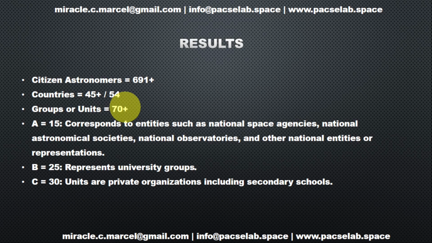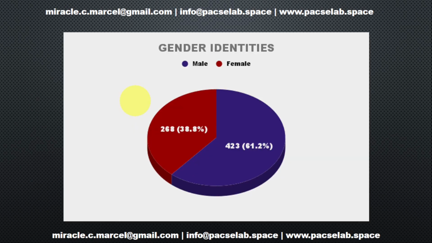And then we have about 70 groups, because we work with groups, we don't work with individuals. Now, we also divided these groups into different subgroups. For instance, Group A are 15 in number. They correspond to national entities like national space agencies, national astronomical societies, national observatories, and other national entities. Then Group B are 25, and they correspond to university groups, and C corresponds to private astronomy organizations and private and secondary schools.